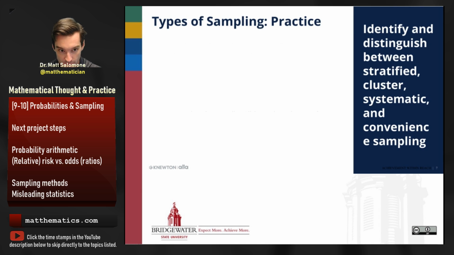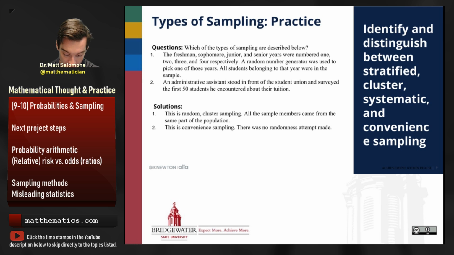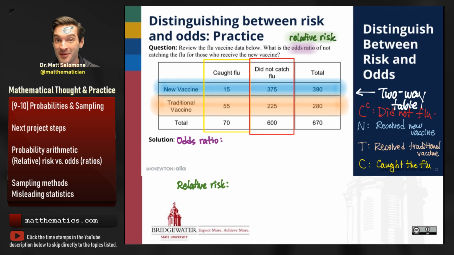I want to be able to say, in both odds language and also risk language, how likely the patients in these groups are to have caught the flu or not. So the question here is, what is the odds ratio or what is the relative risk of not catching the flu for those who receive the new vaccine? So I need to know a couple things.